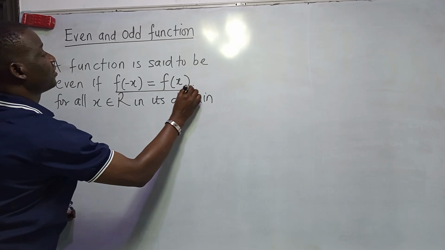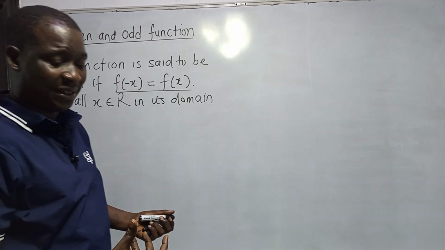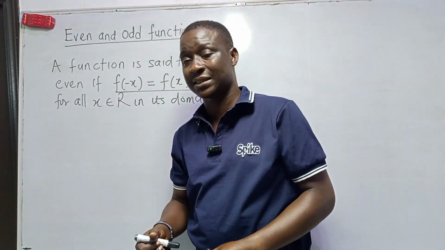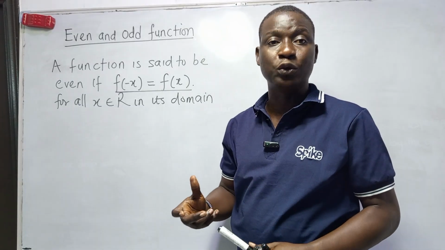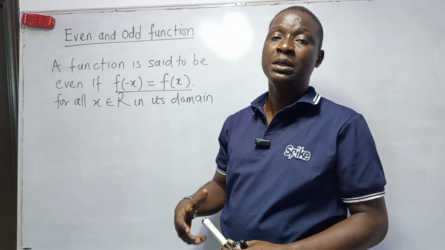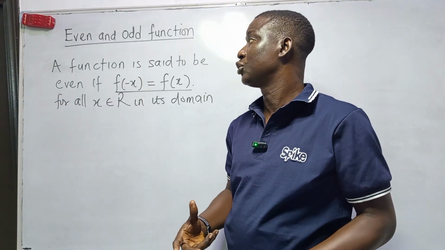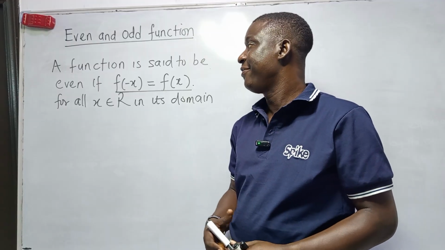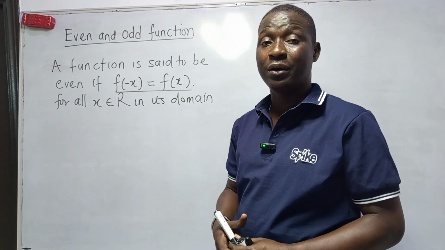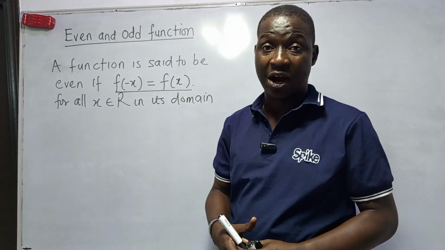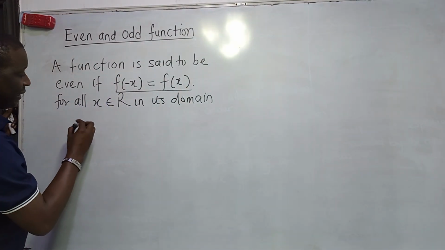Now, this is the most important thing you need to underline: f of minus x equals f of x. What do we mean by that? It means that when you are given a function, this is what you use to test whether the function is even or not. A function is said to be even if f of minus x is equal to f of x, for all x, an element of R in its domain.